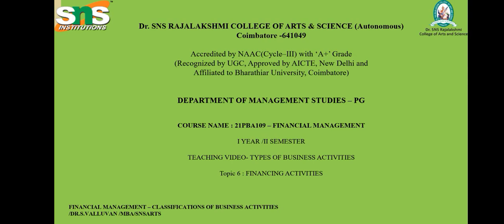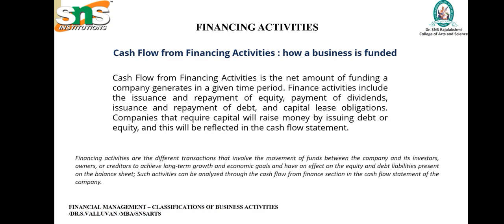Next, we move to topic 6, financing activities. The last classification of business activities is financing. Financing activities can be related with the balance sheet and the liability side of the balance sheet of the financial statements. Cash flow from financing activities is a net amount of funding a company generates in a given period of time.